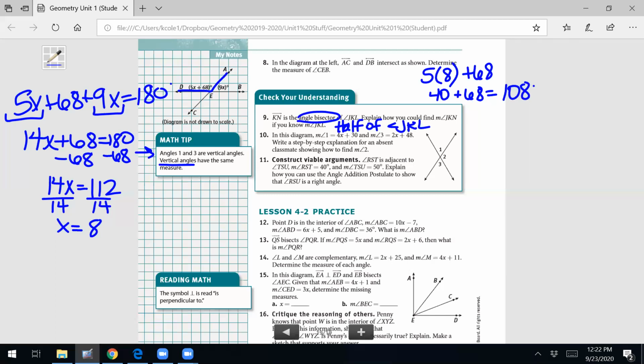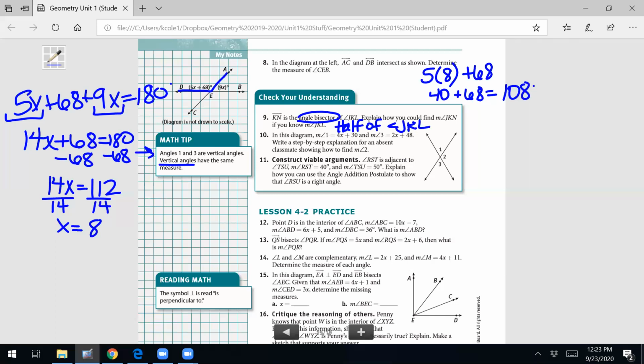Number 10, in the diagram, the measure of angle 1 is 4x plus 30. The measure of angle 3 is 2x plus 48. What do you know about the angles 1 and 3? They're congruent because they are vertical angles. So you know those are congruent, so we could set those two things equal to each other, and that would allow us to solve for x, right? But the question is, write a step-by-step explanation for how you would tell an absent classmate how to find the measure of 2. Okay, so we solved for x. What are we going to do once we get x? Plug it in. That's going to give us 1 and 3.